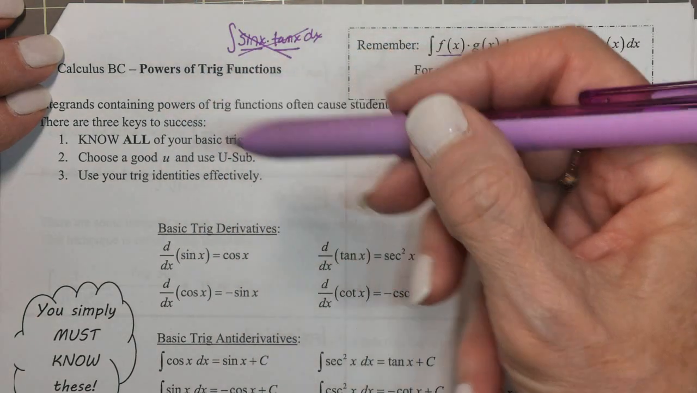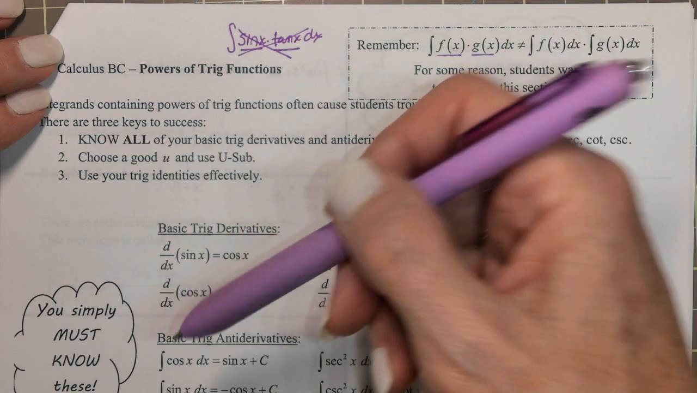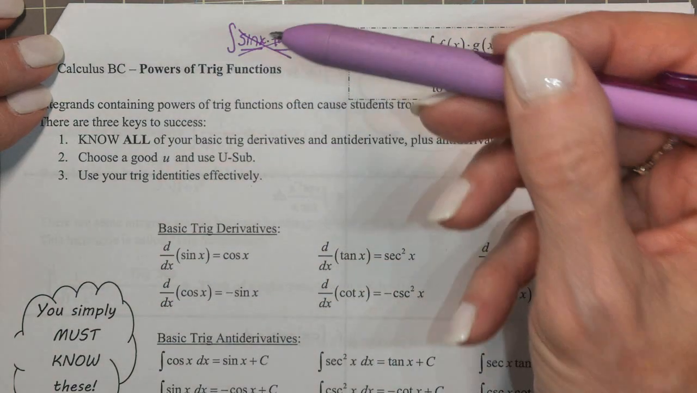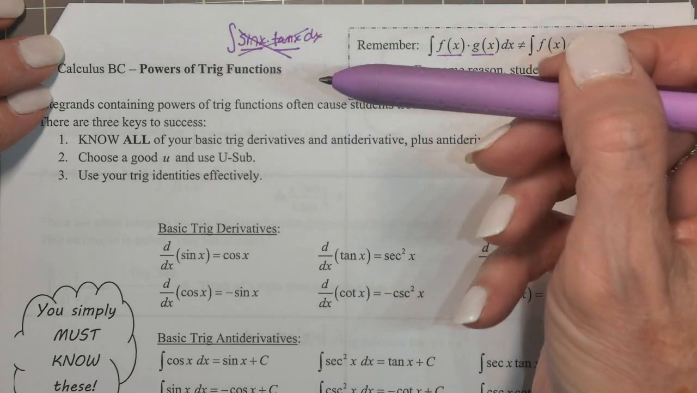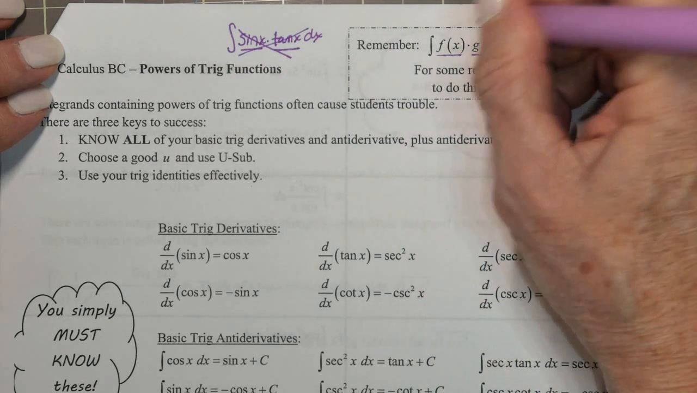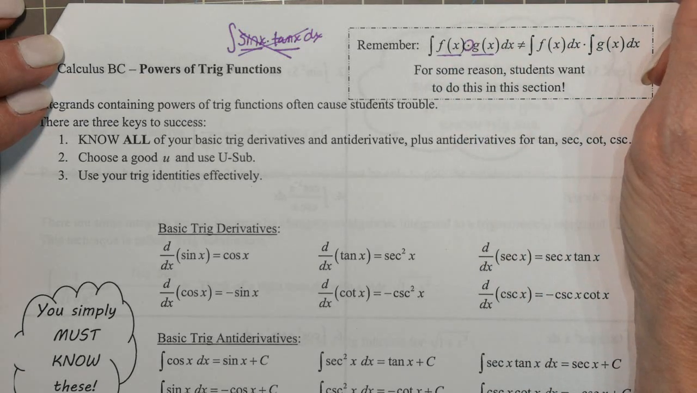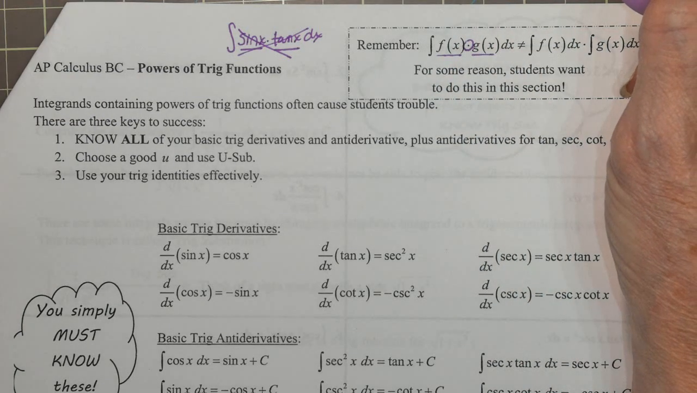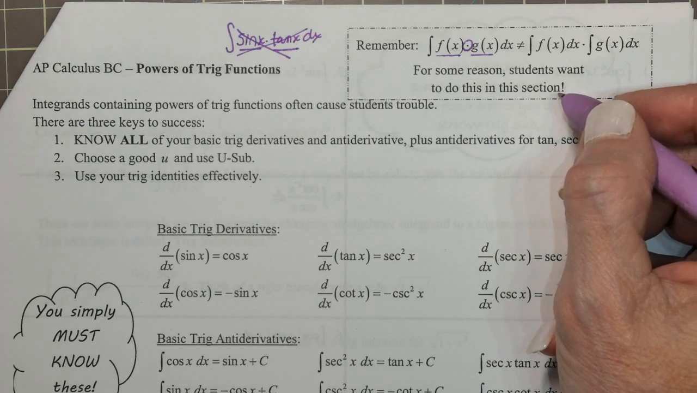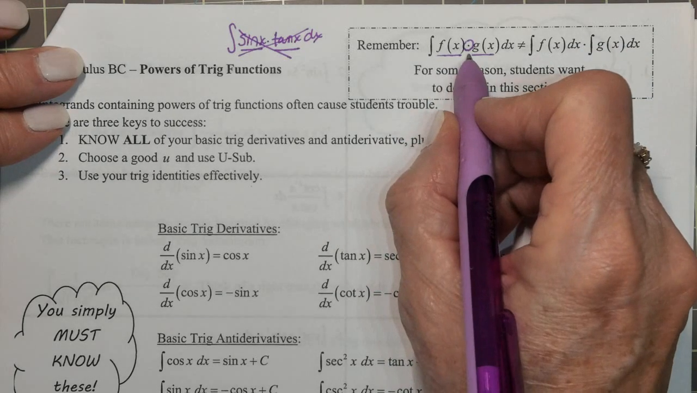We have to use our identities or somehow manipulate to get it into something that we can find the antiderivative of. Now, before I go on, if this was a plus or a minus instead of a multiply, yes, you can do that. We do it all the time, but not when there's a times or a divide.